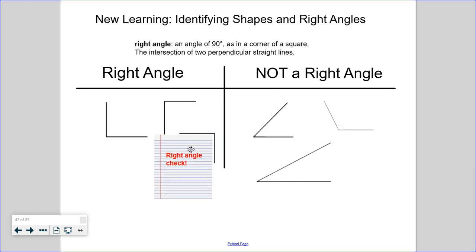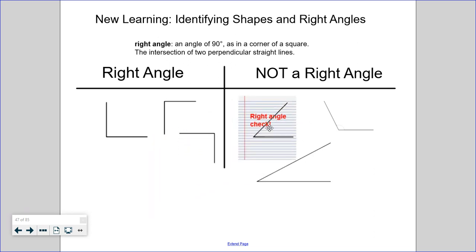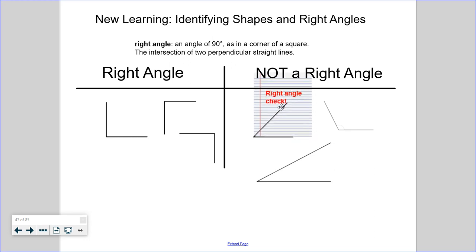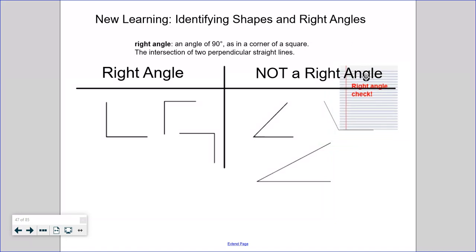And now let's check this one down here. Does that make a perfect square corner? Yep, so these are all right angles. Now I'm going to take my paper and check these angles. If I put the corner in the corner, does the angle match the sides of the paper? No, it does not. So this is not a right angle. This one's actually smaller. Okay, let's try this one here. I put my paper in the corner, so I'm going to match up the corners.